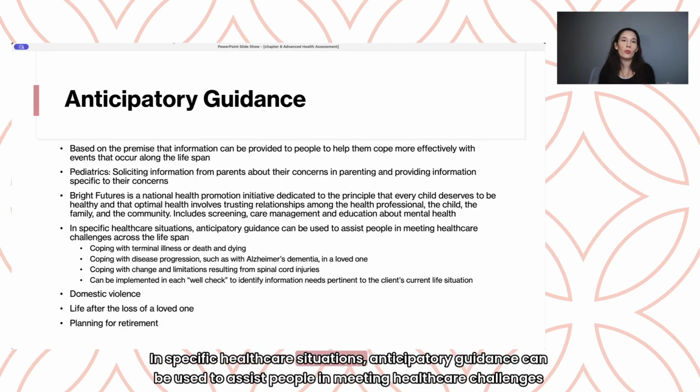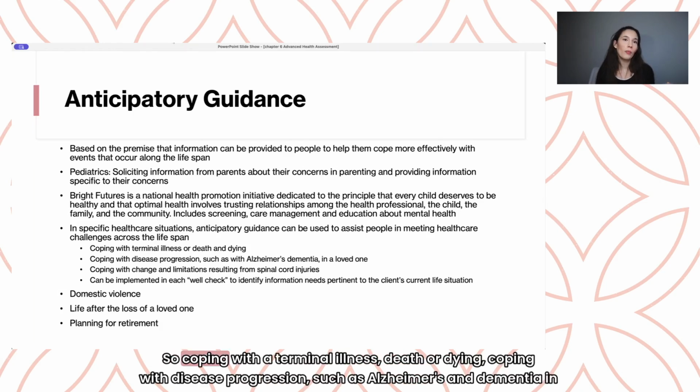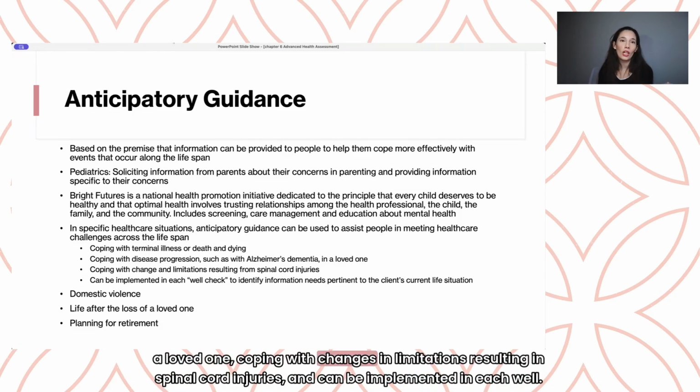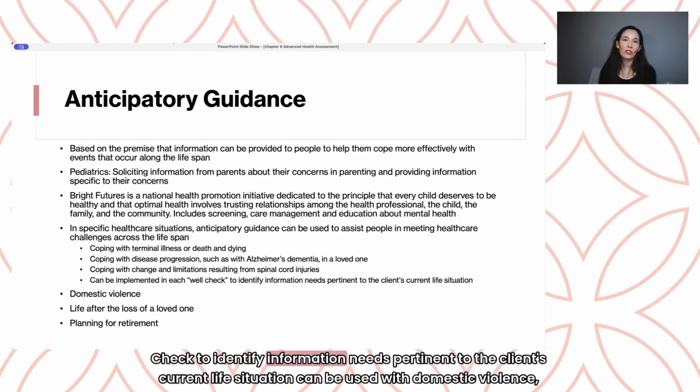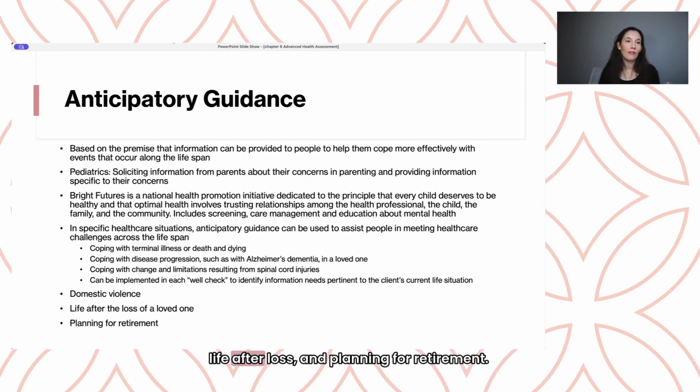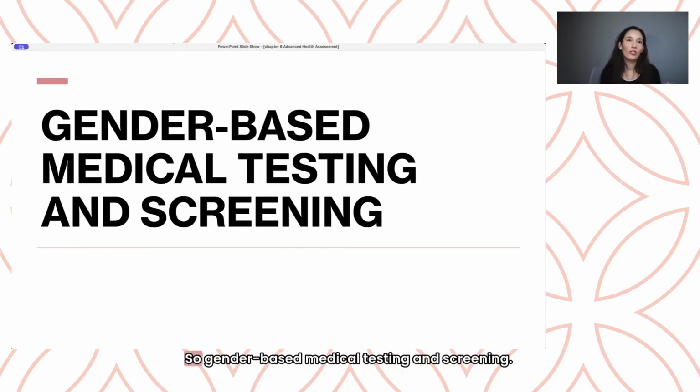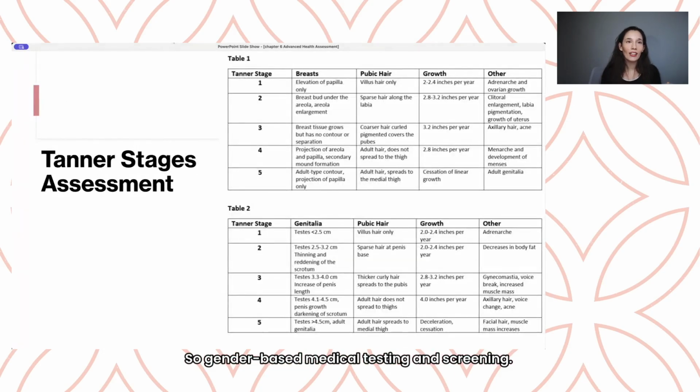In specific healthcare situations, anticipatory guidance can be used to assist people in meeting healthcare challenges across the lifespan. So coping with a terminal illness, death, or dying, coping with disease progression such as Alzheimer's and dementia in a loved one, coping with changes and limitations resulting from spinal cord injuries, and can be implemented in each check to identify information needs pertinent to the client's current life situation. It can be used with domestic violence, life after loss, and planning for retirement. So gender-based medical testing and screening.